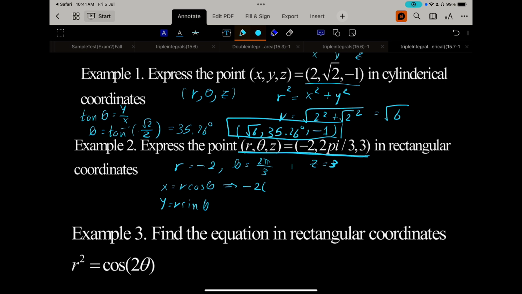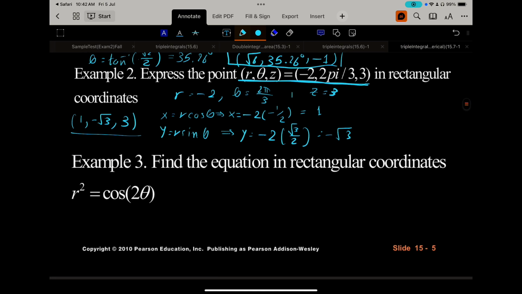Okay, so actually cosine of 2 pi over 3 is -1 over 2, multiplied by 2 is going to be 1, and for the y we're going to use sine of the angle. So here we have x equals -2 times -1 over 2, and y equals -2 times √3 over 2, and -2 times √3 over 2 gives us -√3. Now we have all of the required coordinates. So x is 1, y is -√3, and z is 3. Now this is the point in rectangular coordinates.